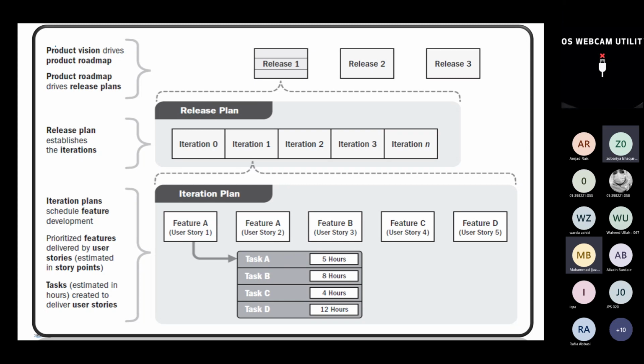Second thing, this is a general tendency: people who have only worked on the predictive life cycle throughout their work experience try to relate things, okay, if this is product vision, in the predictive life cycle, what do we call it, right? So please remember, these two are totally different approaches.